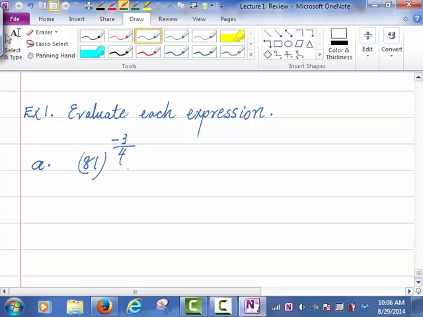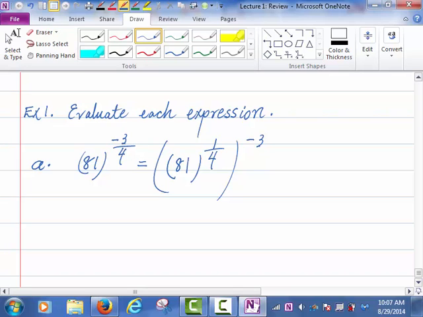So how would I evaluate that? Well, remember that last time we said if I have a real number with a rational exponent, we will take the root first and then we are going to take the nth power, right? So in this case I am going to take the fourth root of 81 first, and then I'm going to raise it to that negative 3 exponent, okay? Is everybody okay with that?